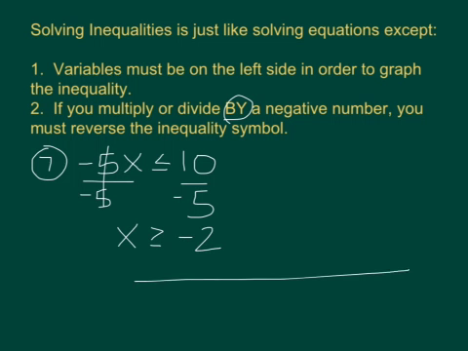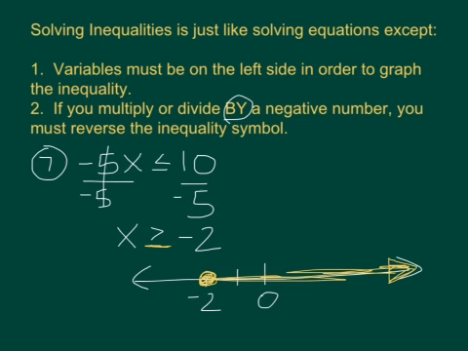Then I would graph it just like I did a minute ago. I would put a closed circle around negative 2 because it has an equal to underneath it. So it's equal to negative 2, and it's anything greater than negative 2 also. So x can be anything greater than or equal to negative 2.